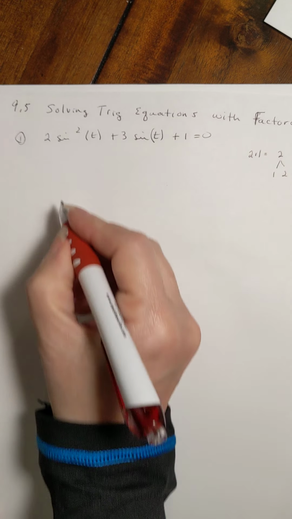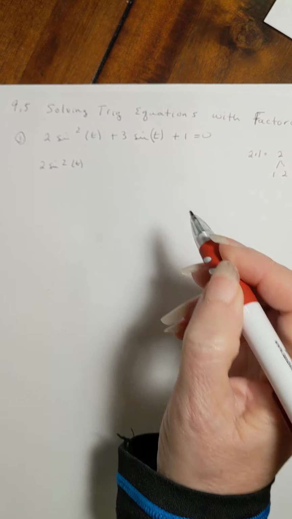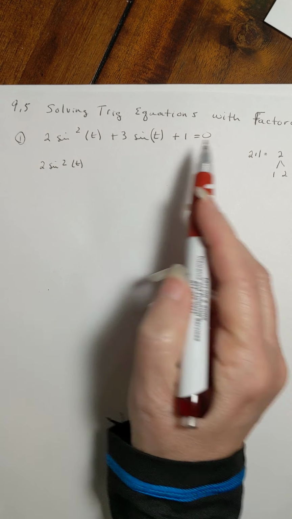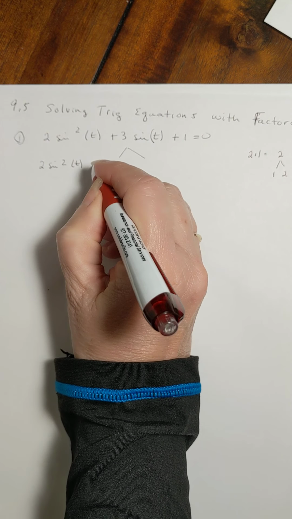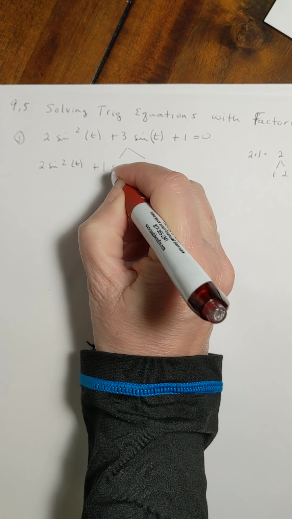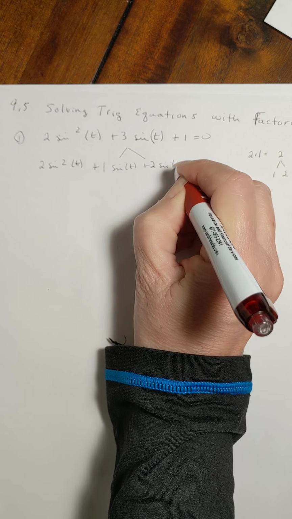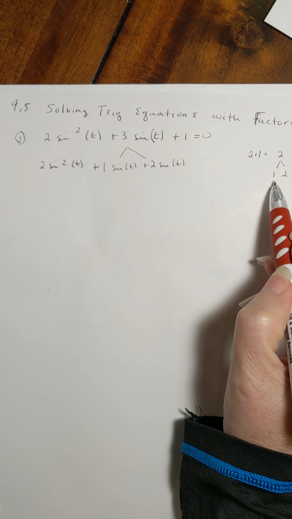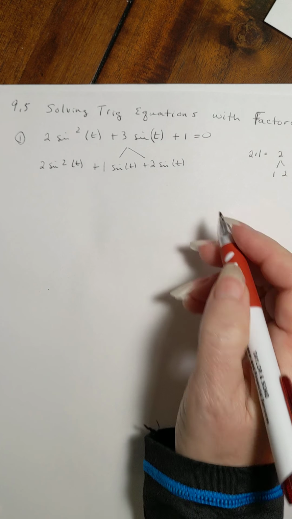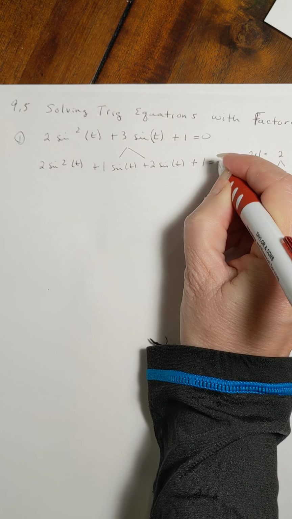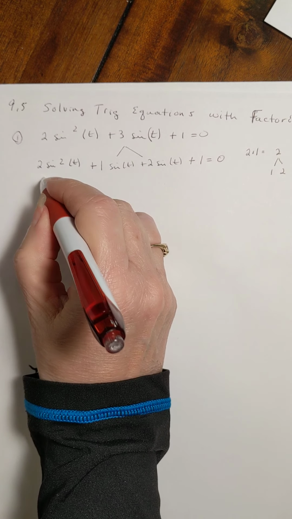So now here's the second step. I'm going to copy down my first term. Then I'm going to split this second term into 2 terms. So this is now going to be plus 1 sine of t plus 2 sine of t. You see how I have the 1 here and the 2 here, and 1 plus 2 gives me 3. And then plus, copy down the plus 1 and copy down the equals 0. So now I have 4 terms.